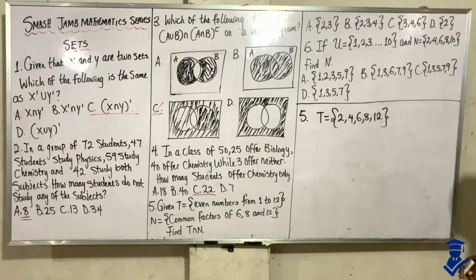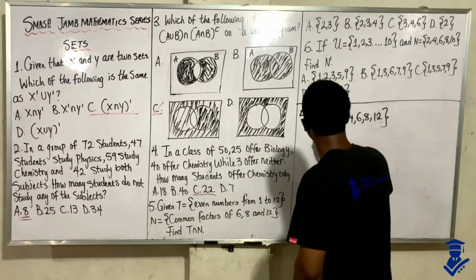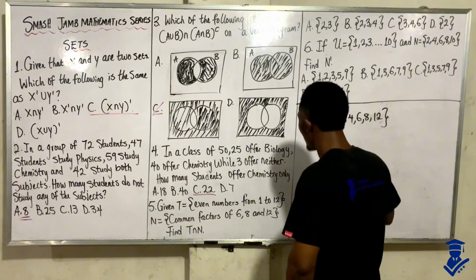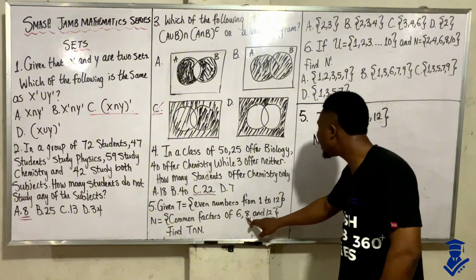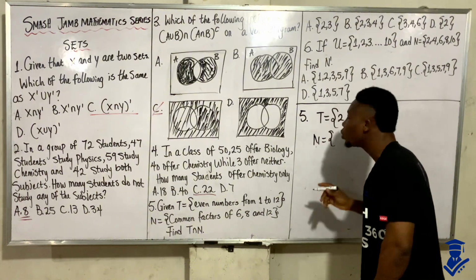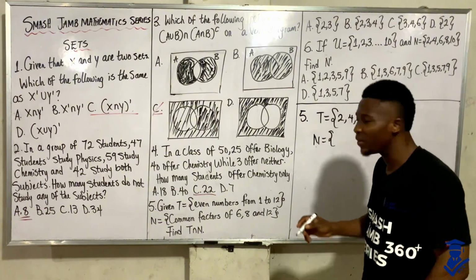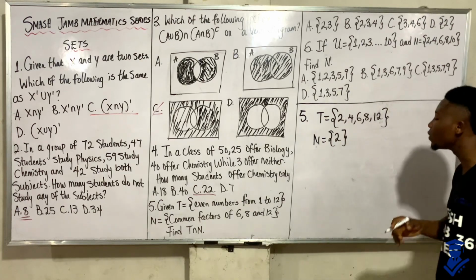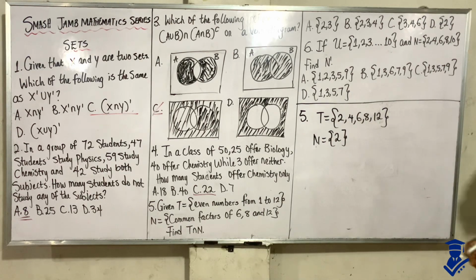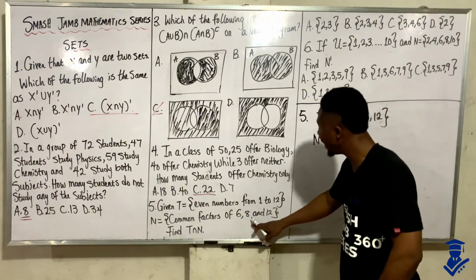Now we're going to have n to be the common factors of 6, 8 and 12. The only common factor of 6, 8 and 12 is actually 2, because only 2 can go in 6, 8 and 12.